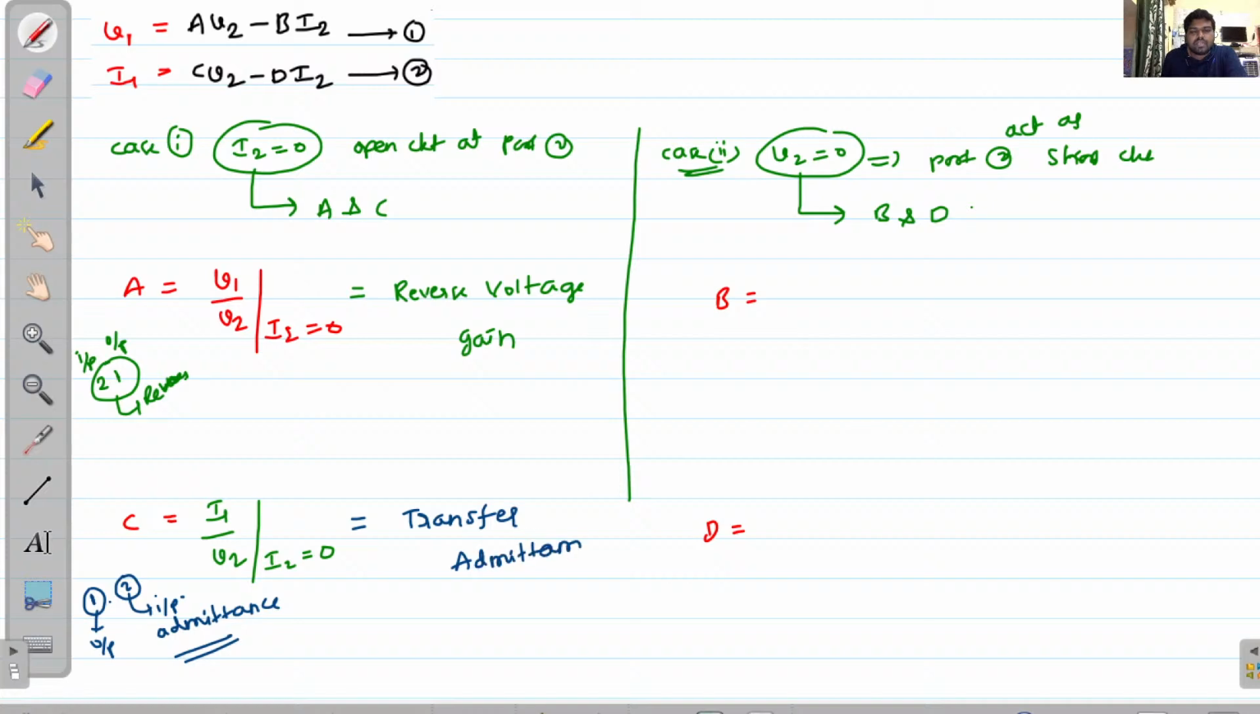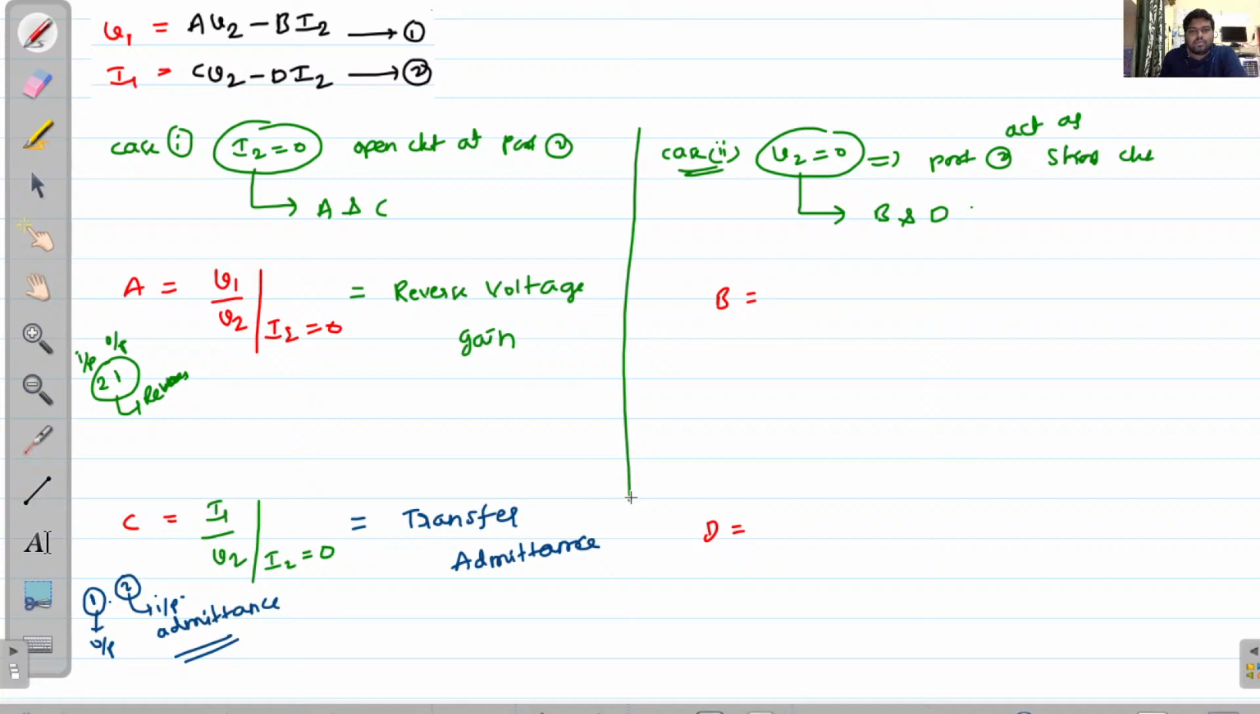The transmission takes place from port 2 to port 1, so we can call it a reverse transfer admittance also, no problem. Okay, this is transfer admittance, this is voltage gain, reverse voltage gain.